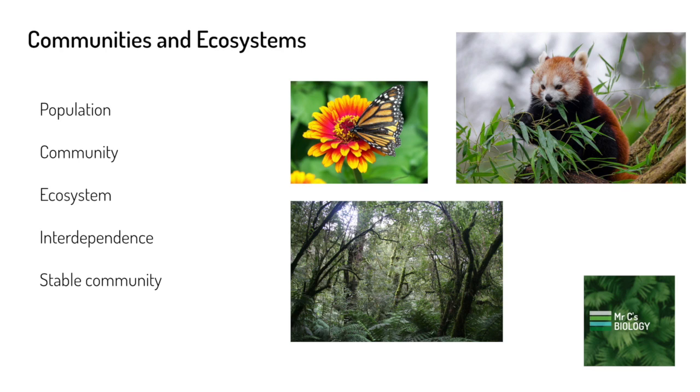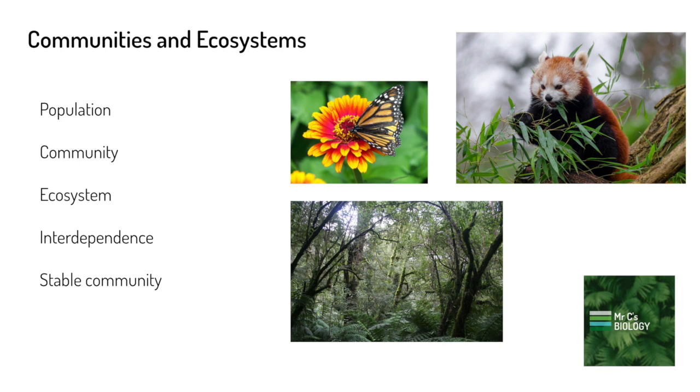Our last one for today is a stable community. So a stable community is one where all the populations within a community stay relatively the same. Of course, there'll be births and deaths and there will be fluctuations, but as long as they're pretty stable, that they stay the same, then that's a stable community.